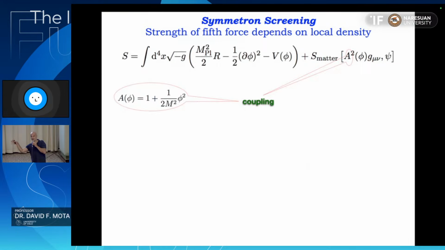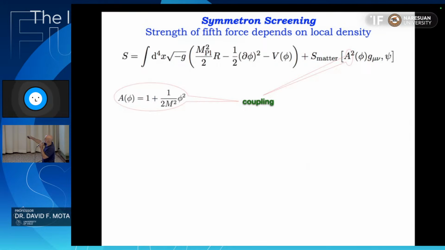Either the mass is very large and the coupling can be large, so the range is very small and the coupling very large, or the other way around. So the screening mechanism that plays with the coupling, so you have the strength of the fifth force which depends on the local density, is called the symmetron. Okay? So the symmetron, again, the whole idea is that this coupling between the scalar field and the matter fields will become environment dependent as well.